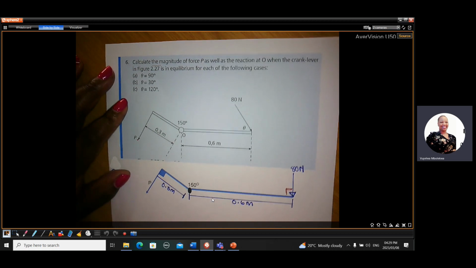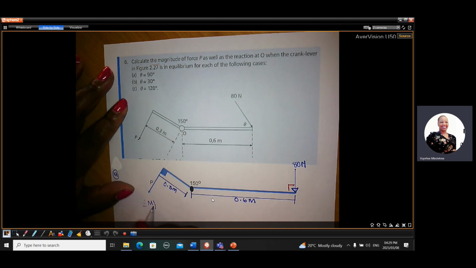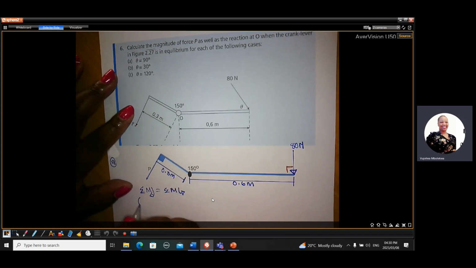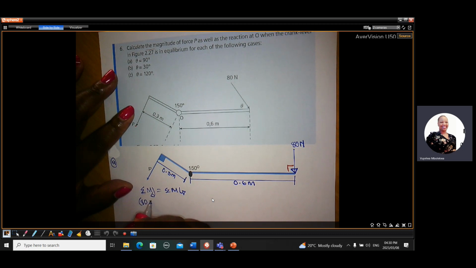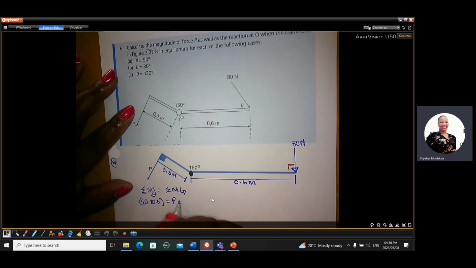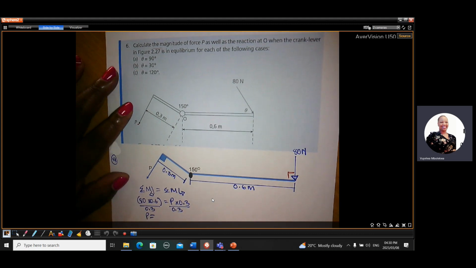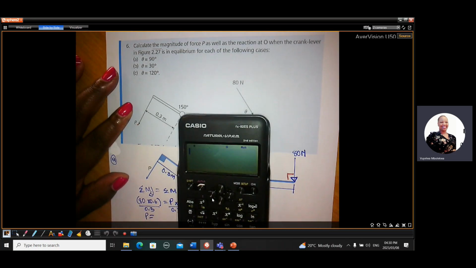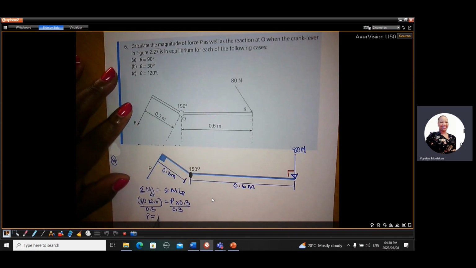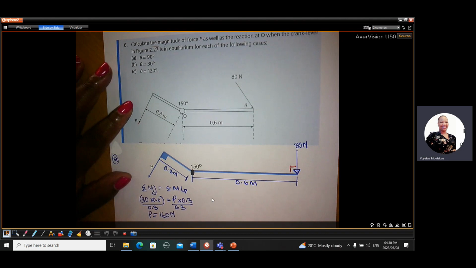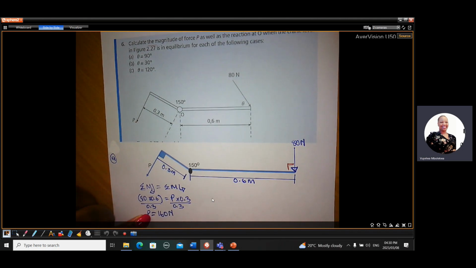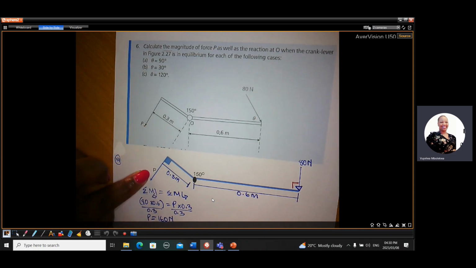Then to calculate, we will take moments. Clockwise moments are equal to anti-clockwise moments. Clockwise, we will have 80 times 0.6. Anti-clockwise, we will have P times 0.3. To get P, we divide by 0.3 on both sides. So P is 80 times 0.6 all divided by 0.3, which is 160 newtons. Now we are done with calculating force P. We know that force P is 160.